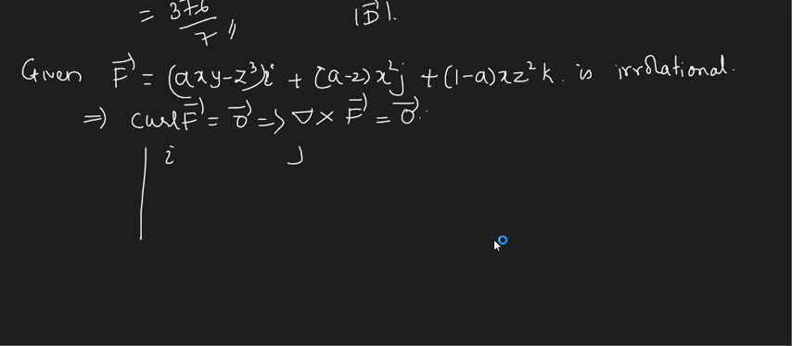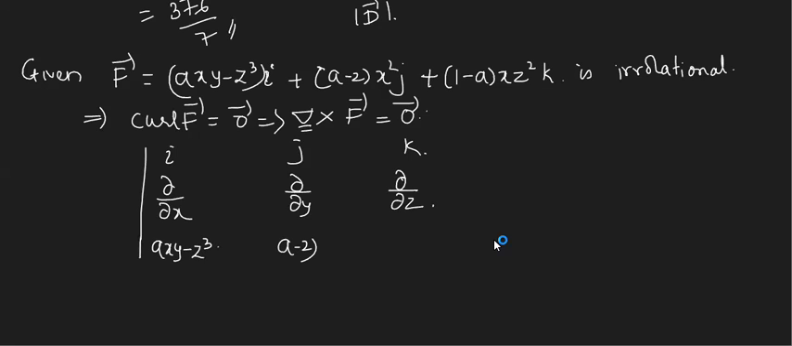How to write del cross F? First row is i, j, k. Second row is the coefficients of del: dou by dou x, dou by dou y, dou by dou z. For F, what are the i, j, k coefficients? Axy minus z cube, a minus 2 into x square, and don't forget that outside quantity, 1 minus a into xz square. Take it. This is given as the 0 vector, isn't it?